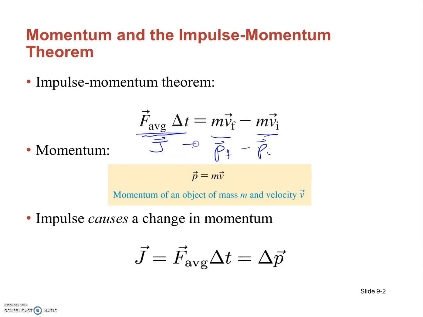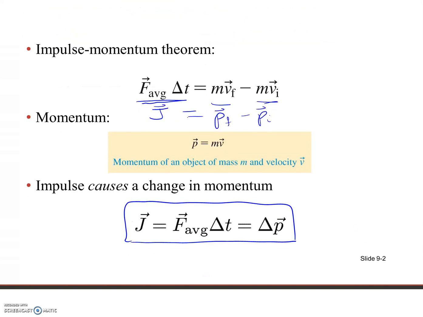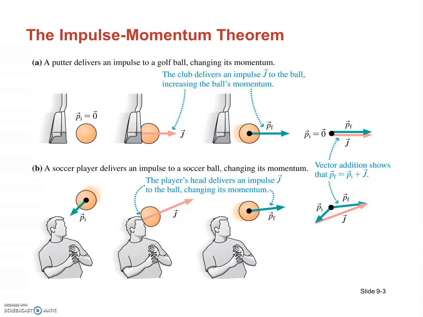And impulse is in fact a vector. Here we have it rewritten at the bottom. So impulse, which is equal to the average force times some time interval, is equal to the change in an object's momentum. Now, generally speaking, what is going to change about an object is the velocity, but sometimes in more advanced problems, we'll see that, in fact, the mass can change also. So let's talk more about this.